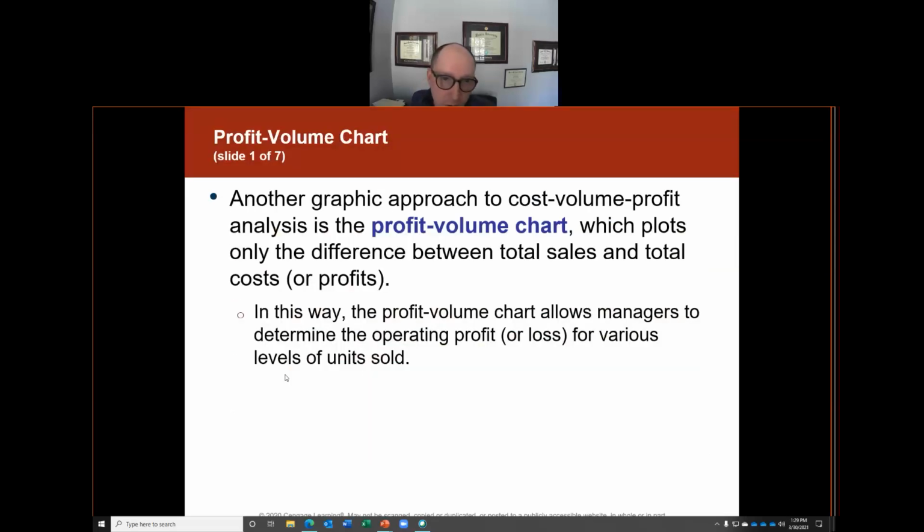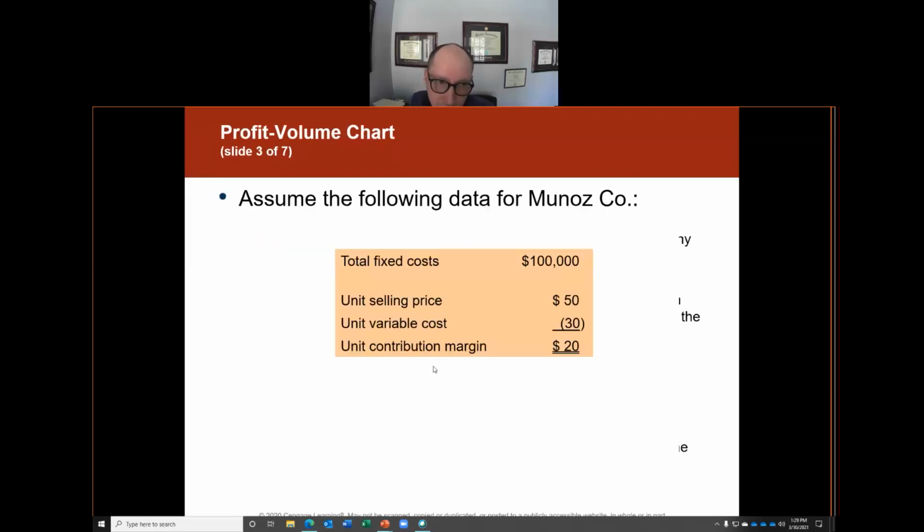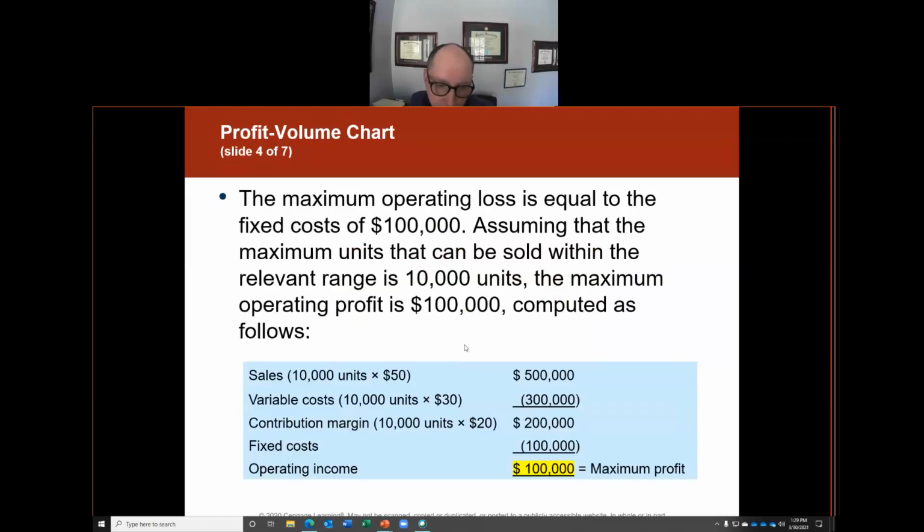Another graphical approach called a profit volume chart shows us the difference between sales and costs. Here are the steps to create that chart. Here's our data. Fixed cost 100,000, sales price 50, variable cost 30, contribution margin 20. We want to make a target profit. We have a target profit of 100,000. Sales minus variable cost equals contribution margin minus fixed cost equals operating income.